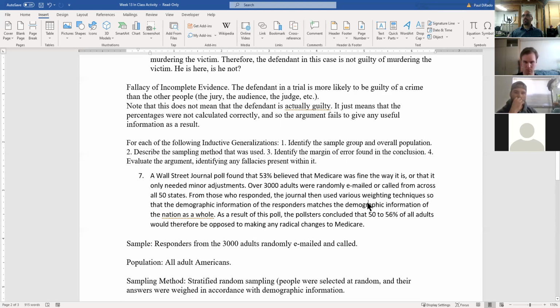Let's say only 10% of people who responded were Republicans, but we know Republicans are something like 35% of the overall population, or whatever people identify as Republicans. Then we count that 10% as 35%, right? We weigh it so that it matches what we know to be true about the overall population as best as possible, and similarly with all the other demographics. This is kind of the best practice. If you can do stratified random sampling, that's your best bet.